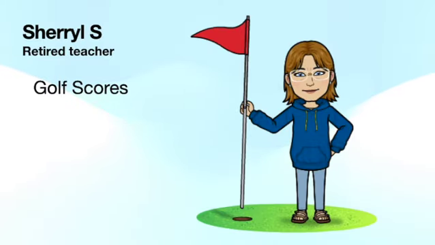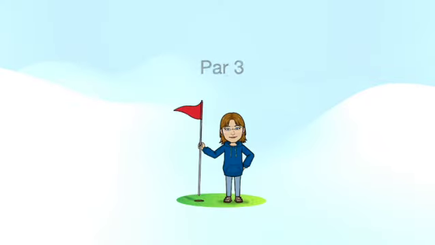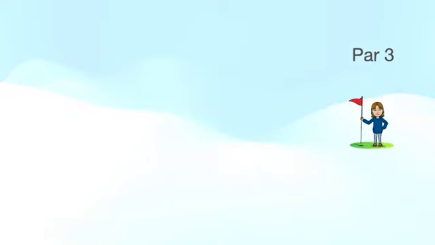Cheryl is a retired teacher, and she says golf scores involve negatives, and she's quite right. Although my golf score is never negative, although I haven't played since this one guy in college tried to teach me and gave it up for lost. So par on a golf course means this is how many times you should have to hit the ball in order to get it in the hole.